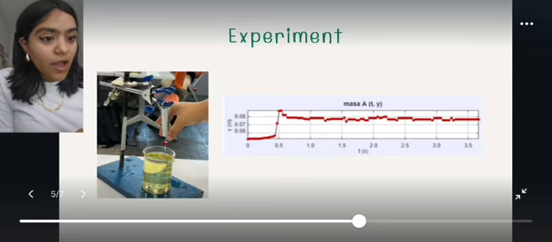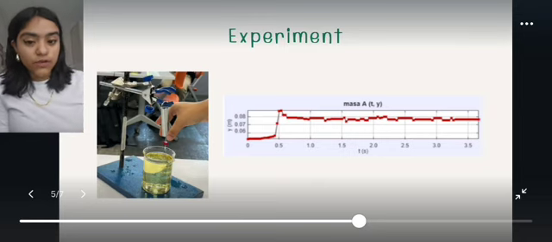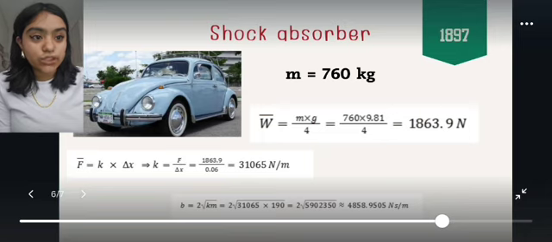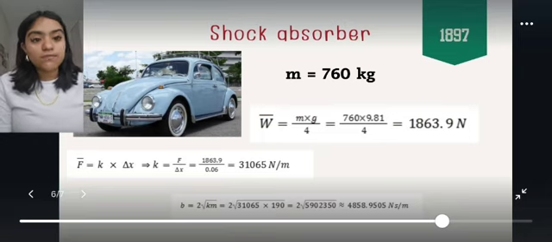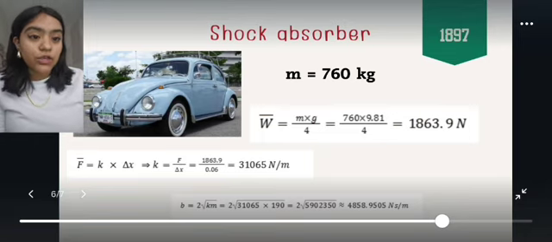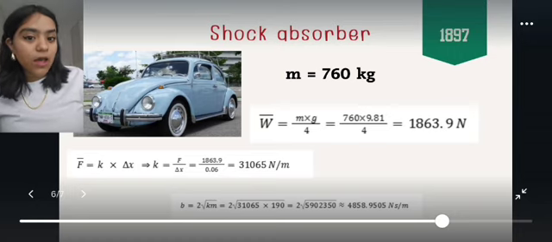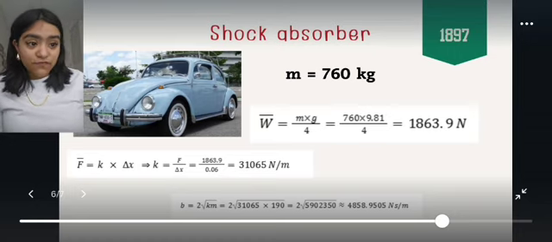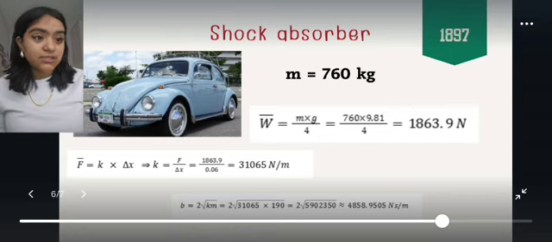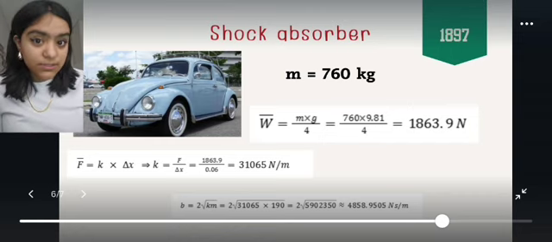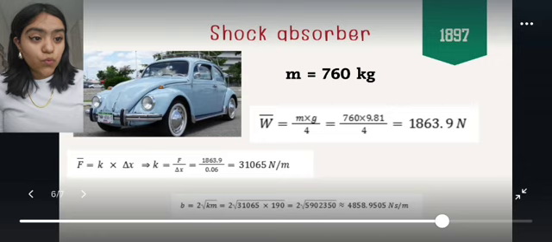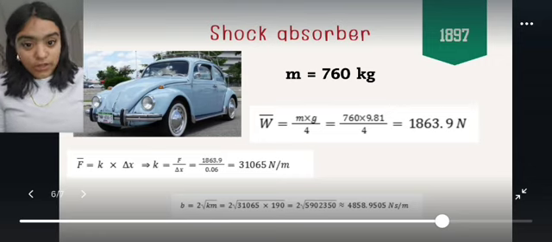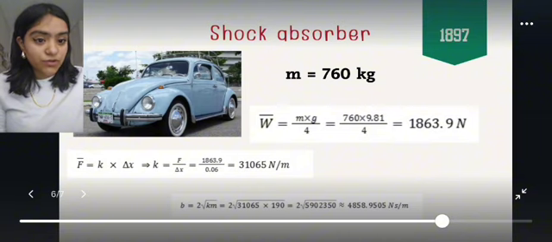And then after that, we took it to a real life situation, which is shock absorbers, of course. I took, for example, the Bocho. That's my favorite car, and its mass is 716 kilograms. First, I calculated the weight on each wheel because it has 4 different shock absorbers.